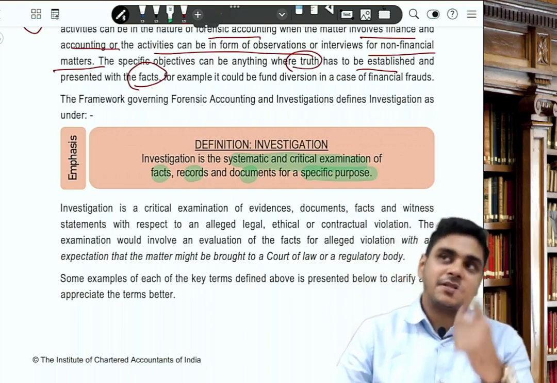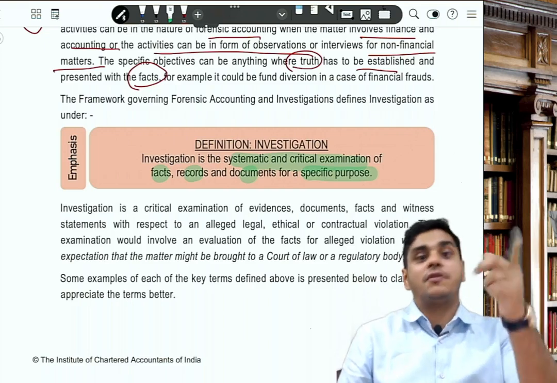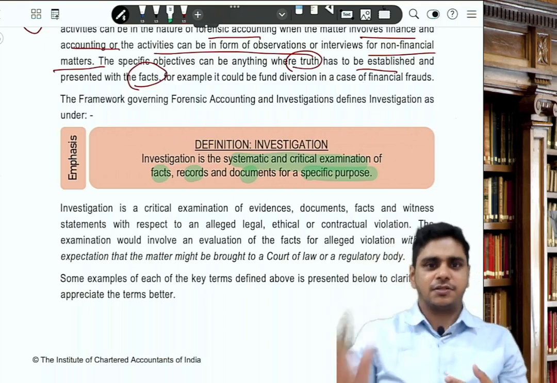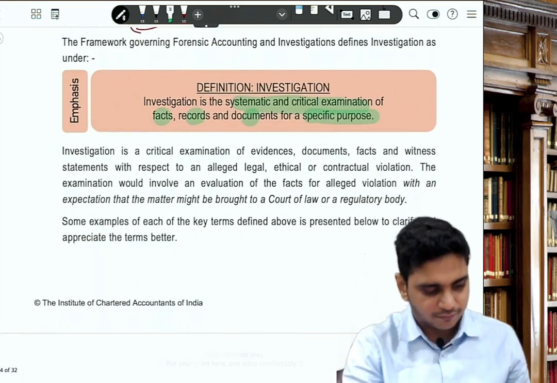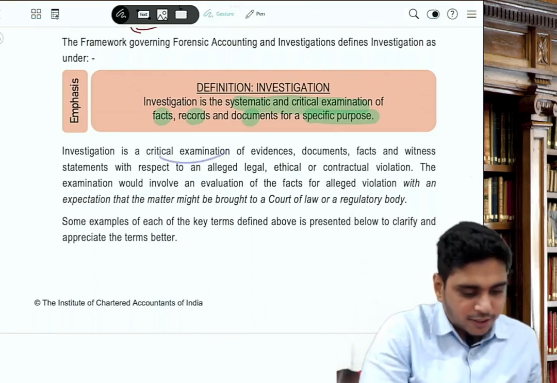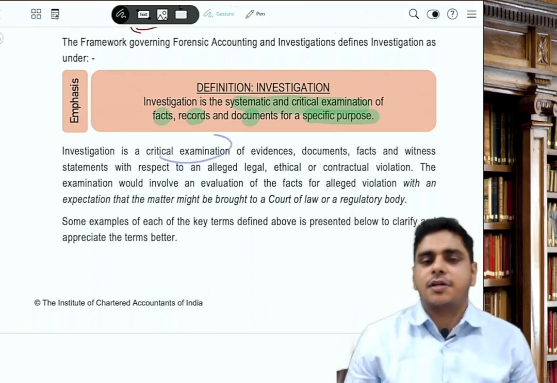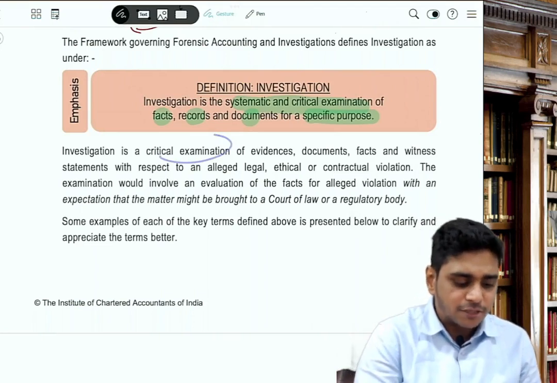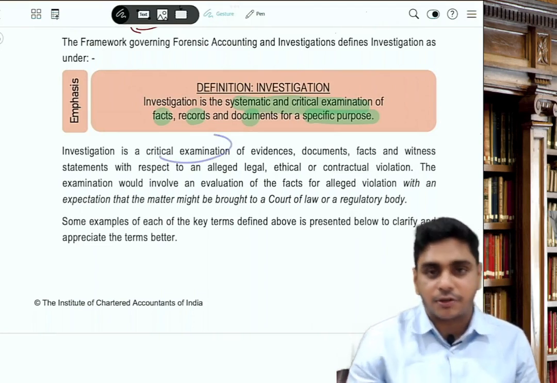Okay, the person is saying he was present here or he was not present here, he was somewhere else, so you will check those facts, it is investigation. So investigation is a critical examination of evidences, documents, facts, witnesses, with respect to an alleged legal, ethical or contractual violation.